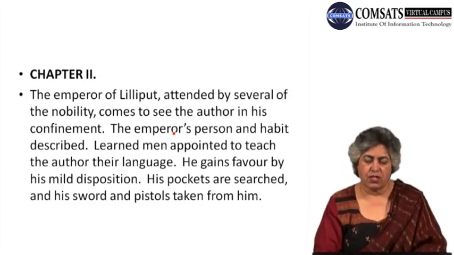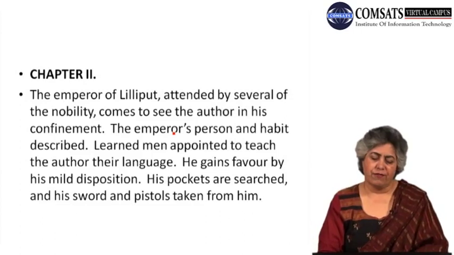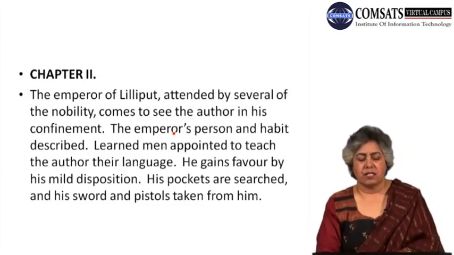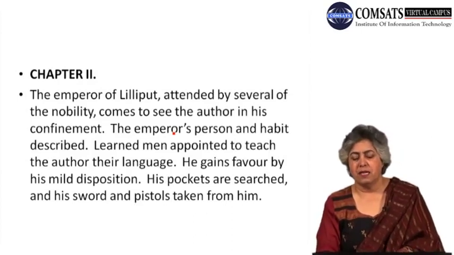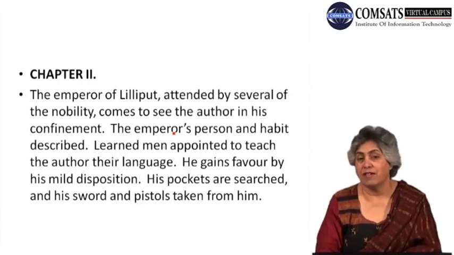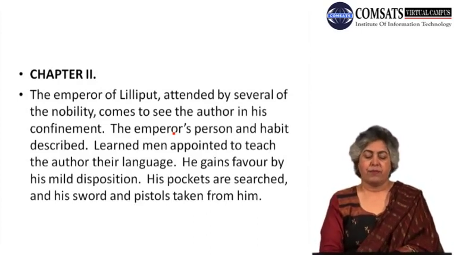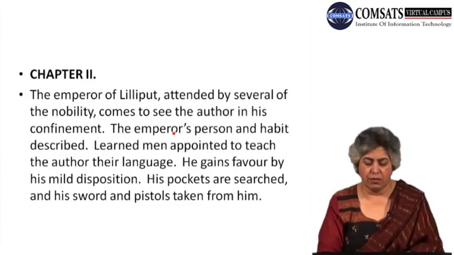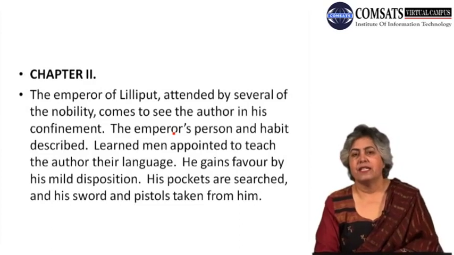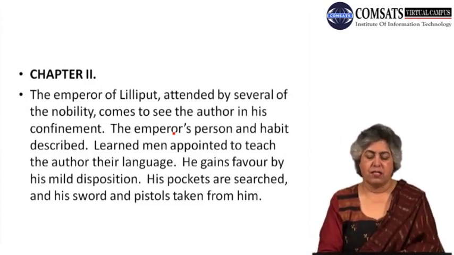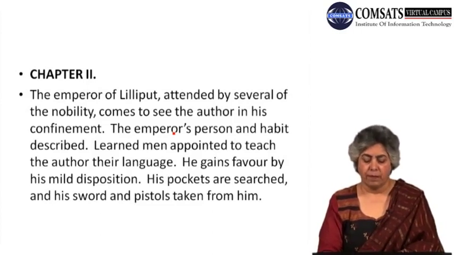So much for the first chapter. We're going to go even faster now. Chapter 2 gives you the description of the emperor of Lilliput, attended by several of the nobility, and of course this is going to be very, very sarcastic. The emperor's person and habit described, learned men appointed to teach the author about their language. He gains favor by his mild disposition. His pockets are searched and his sword and pistols taken from him.